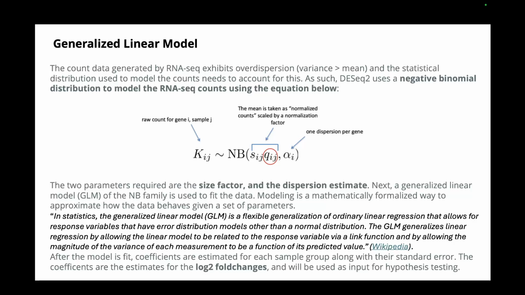Modeling is basically modeling the particular data that you have into a particular predetermined distribution. So it is a mathematically formalized way to approximate how data behaves given a set of parameters. You have a set of parameters, you are given data, and you want to see how it behaves, like fitting the data to a particular model. In this case, the model is a particular distribution. So this is known as modeling. It is a mathematically formalized way to approximate how the data behaves given a set of parameters.